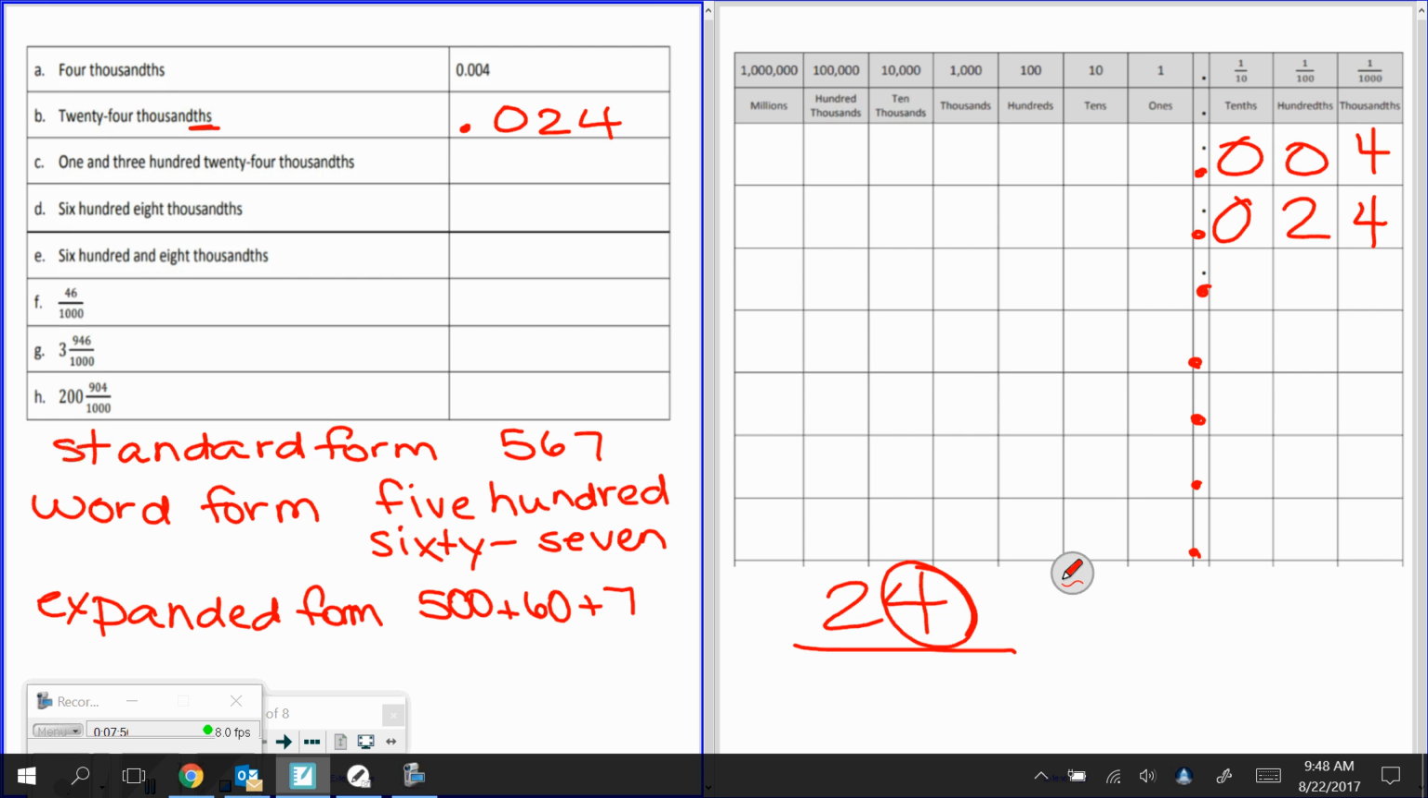Because the 4 is in the thousandths place, and that's 24. 24 with the 4 in the thousandths. 24 thousandths. It's not just 24. For it to be 24, it would have to be over here. 24. But it's behind the decimal.